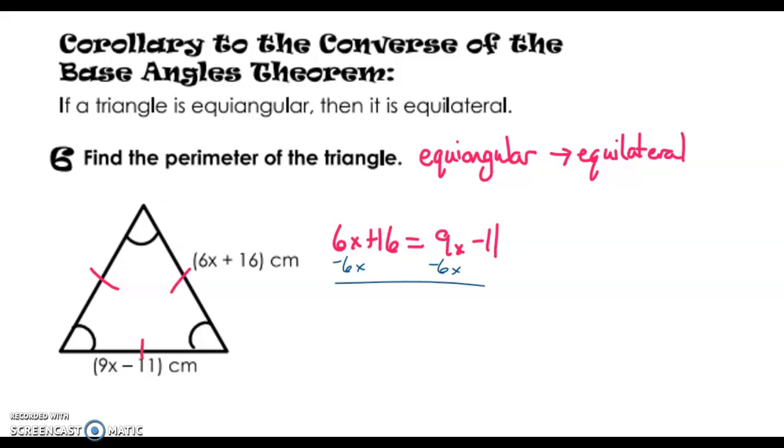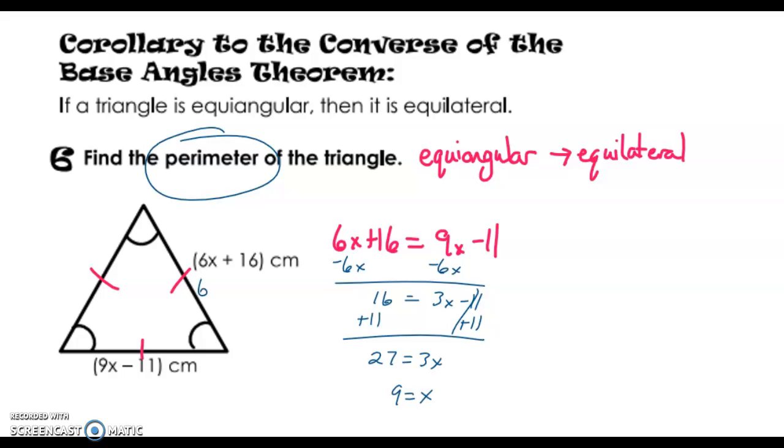Do your algebra process here. Add the 11. We get 27 equals 3x, divide by 3, so you get x equals 9. Now you're not quite done there because they wanted the perimeter. So if you plug in 9, 6 times 9 plus 16, use a calculator, it's 70. 9 times 9 minus 11 is 70. Okay, that's good because they were supposed to be congruent, so that's a good check for us. So this must also be 70.